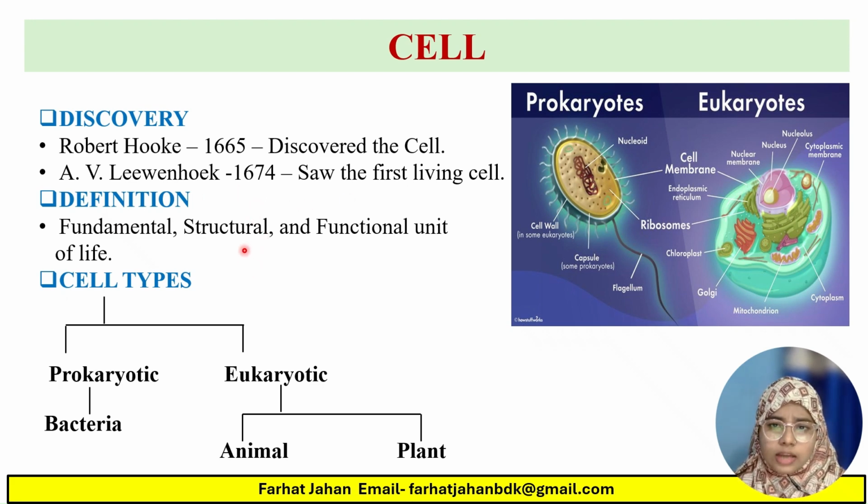So now cells can be broadly classified into prokaryotic and eukaryotic cells. Prokaryotic are primitive, like bacteria, they don't have a true nucleus. Eukaryotic are complex cells with a defined nucleus and membrane-bound organelles, that are plant and animal cells. Now let's also understand how plant and animal cells differ. For reference, I have given here the picture of a prokaryotic cell and a eukaryotic cell.